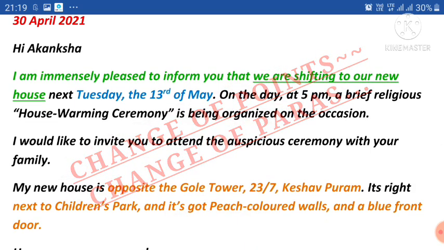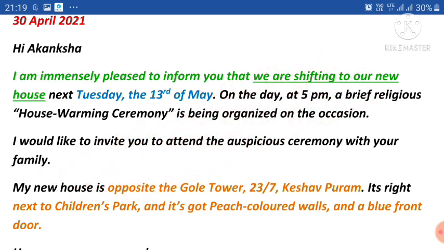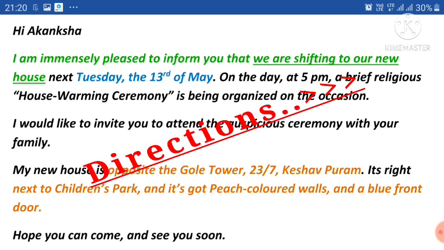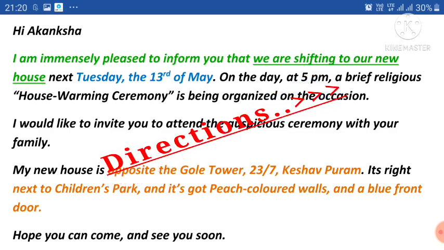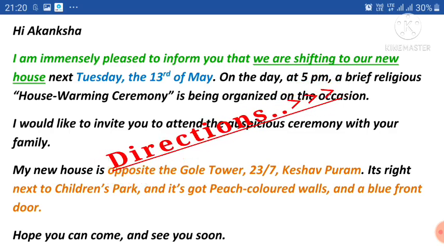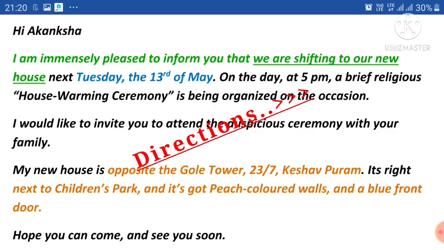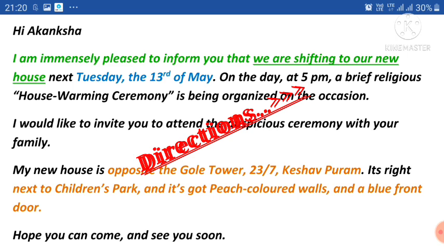Okay, then change the paragraph, leave the line and change the paragraph. I would like to invite you to attend the auspicious ceremony with your family. And finally, but very importantly, leave the line, and then comes the last and the third paragraph. My new house is, give the directions to Akanksha. My new house is opposite the Gold Tower, 23/7 Keshavpuram. It's right next to Children's Park, and it has got peach colored walls and a blue front door.